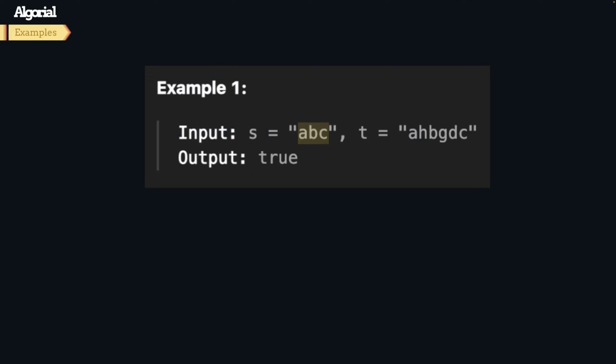We have a source string as ABC and the target string is this one. Now we need to start removing non-matching characters from target to see if we are going to end up with the source string or not, in the same order. And if we do, we will return true for it.